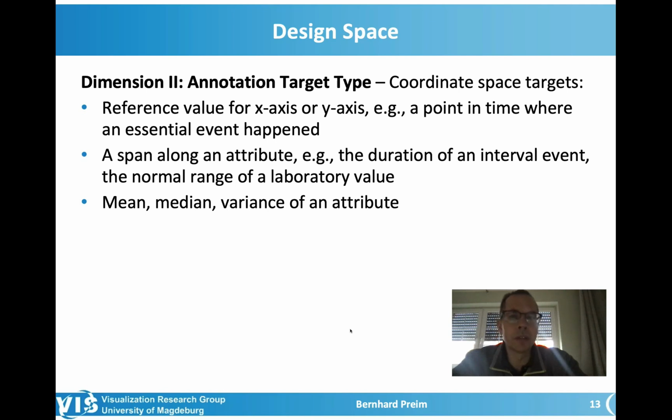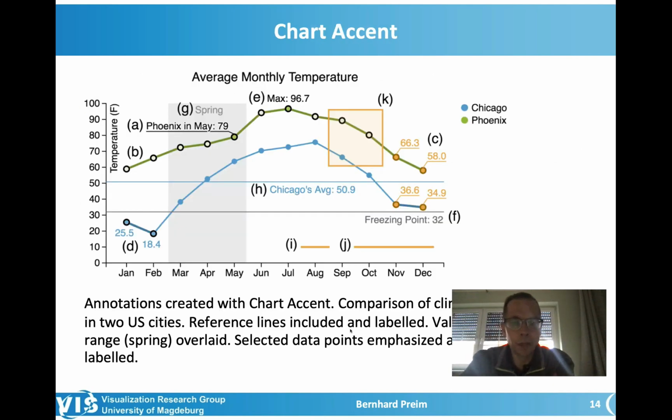The second aspect of the dimension annotation target type is so-called coordinate space targets. That could be, for example, a reference value for the x-axis or the y-axis, the freezing point in a temperature diagram, or in a story about how COVID-19 has developed over time and how the incidence has changed over time. One reference value could be the starting point of vaccination. That is definitely something that changed the further course of the pandemic, and therefore it's useful to distinguish between the course of the pandemic before vaccination and after. It could also be a span along an attribute, for example the duration of an interval event or the normal range of a laboratory value. And it could be the typical descriptive statistics like mean values, median, or variance. Here you see examples that were actually created with ChartAccent.